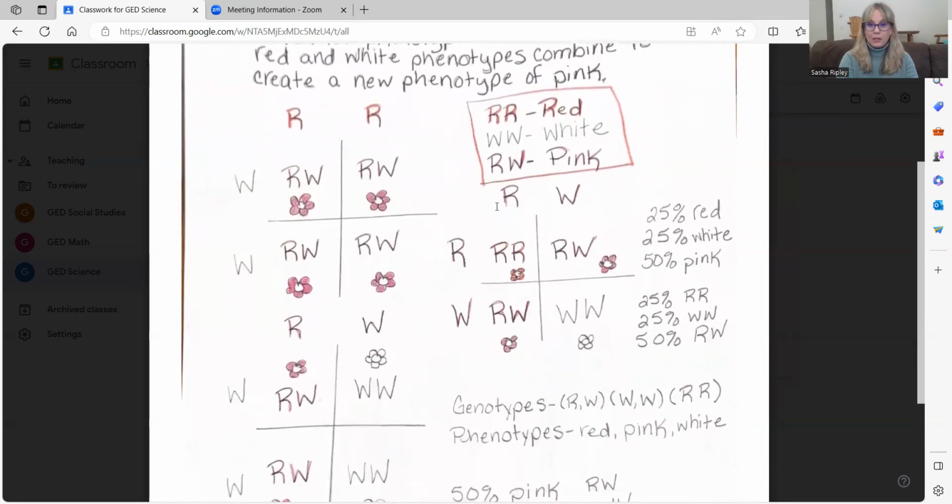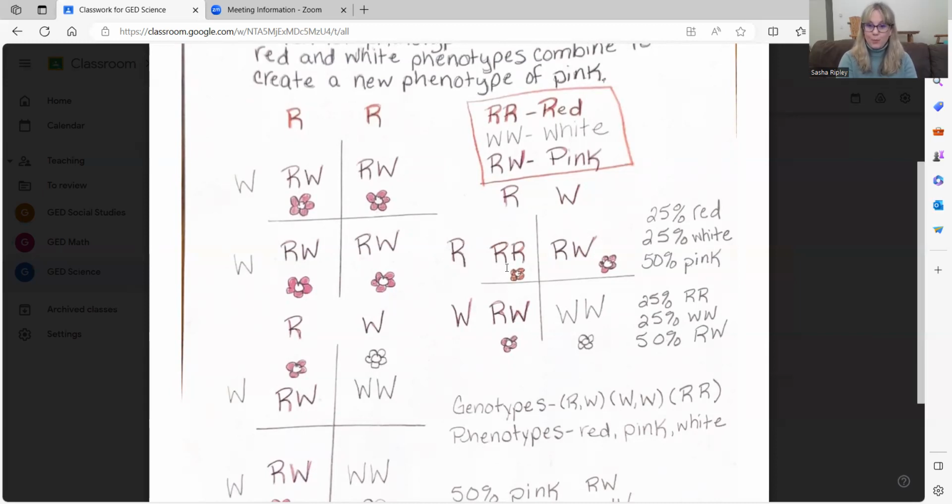Now, this parent is RW and this parent is RW. So now I have two parents with heterozygous genotypes. I get an R from here and an R from here for RR, a W and an R for RW, an R and a W here, RW, a W and a W here for WW. So now I've got a little bit more genetic variability, a little bit more diversity in my offspring.